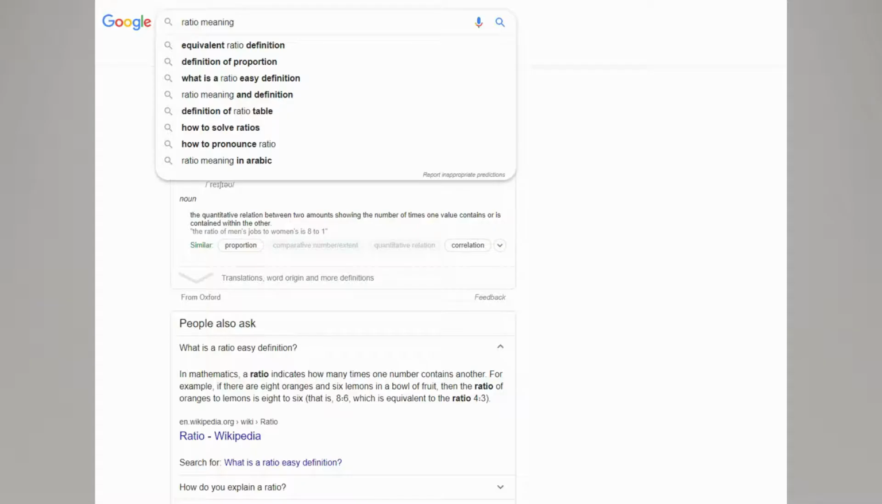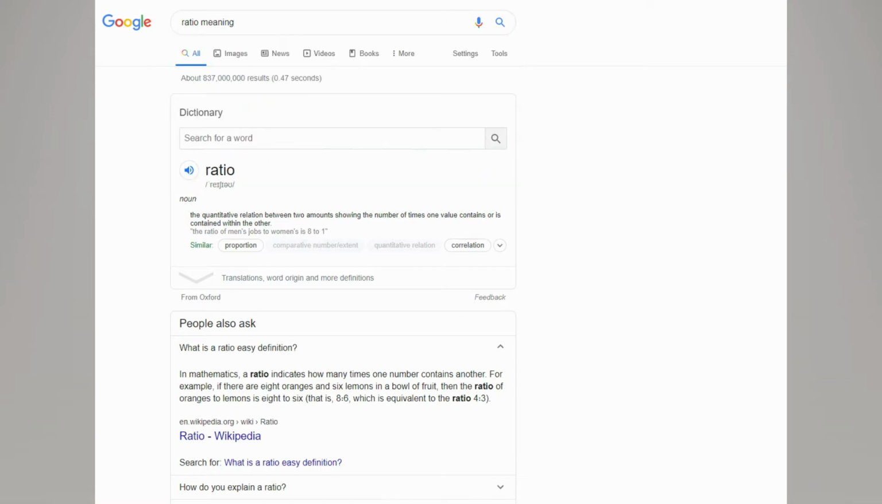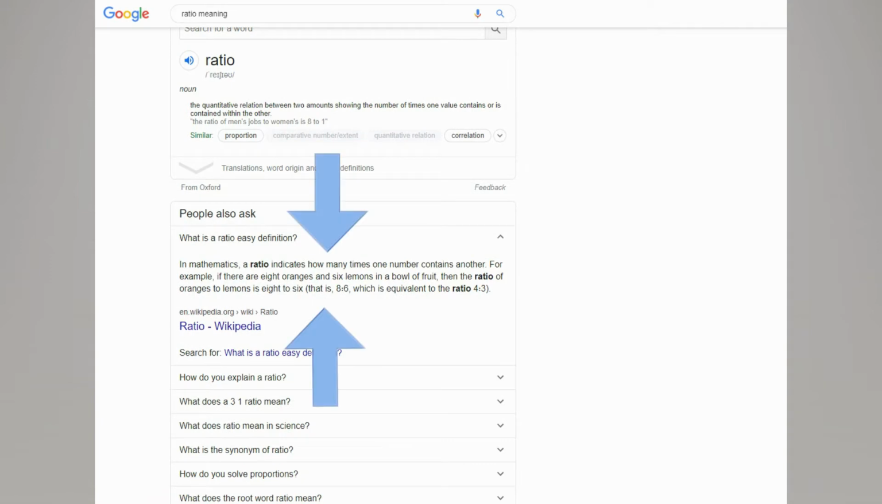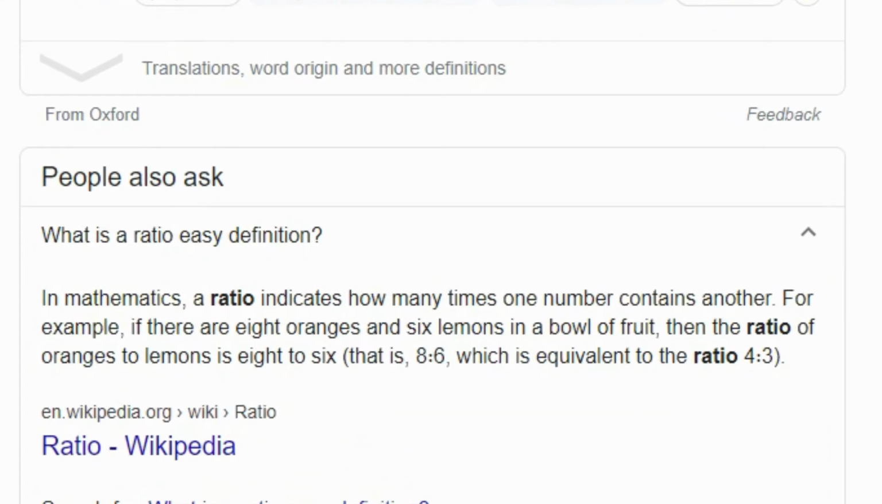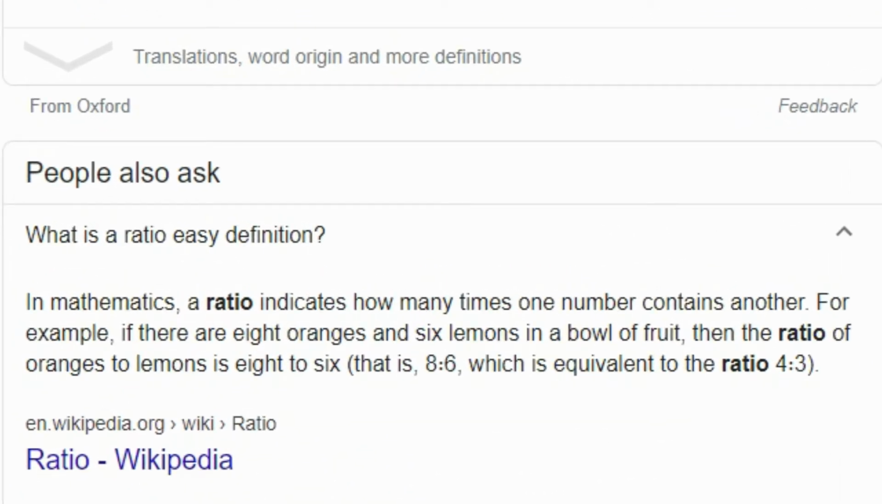Let's begin. But firstly, what does ratio mean? So I typed into Google "ratio meaning", and going down here, this is a good one. The easy definition for a ratio is how many times one number contains another. For example, if there are 8 oranges and 6 lemons in a bowl, then the ratio of oranges to lemons is 8:6.